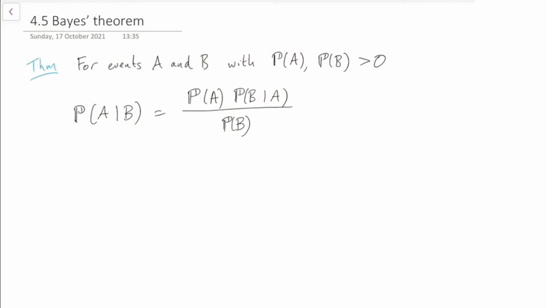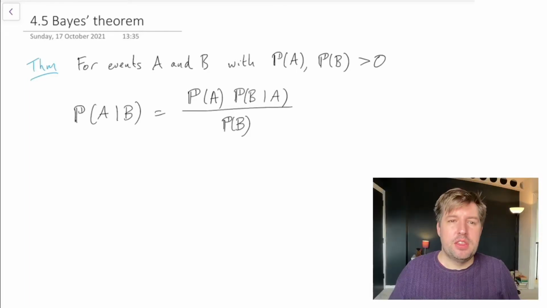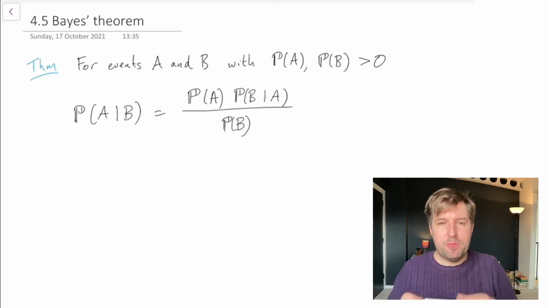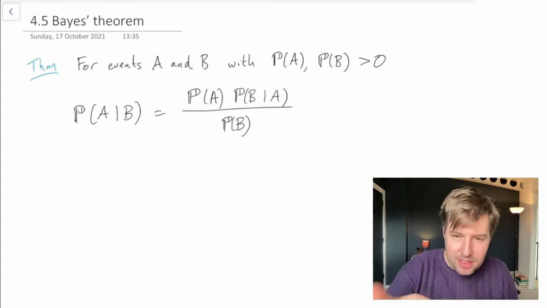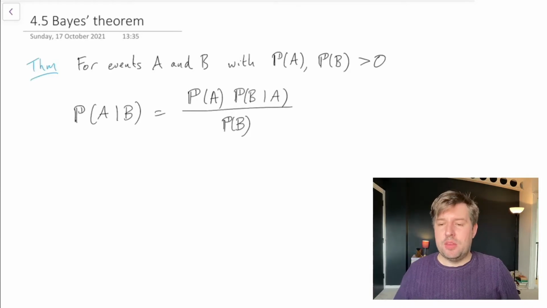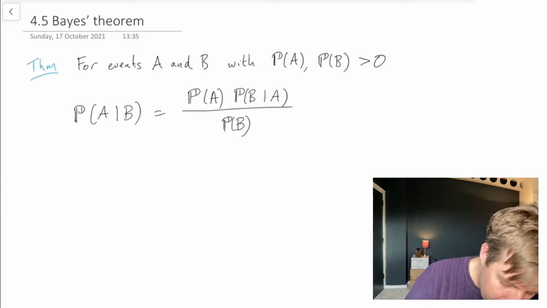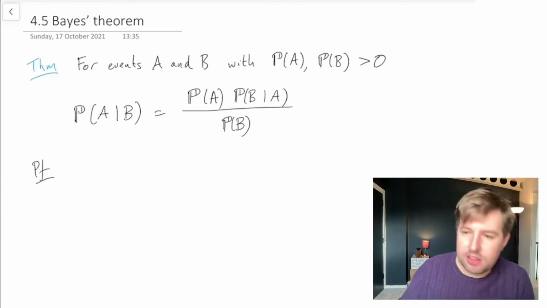This is Bayes' theorem. For events A and B, and because we've got conditioning going on, we need them to be greater than 0, we have this expression here, which is that the probability of A given B is the probability of A times the probability of B given A, that's the other way round, divided by the probability of B. So this here is Bayes' theorem. Before we go any further, let's prove it.